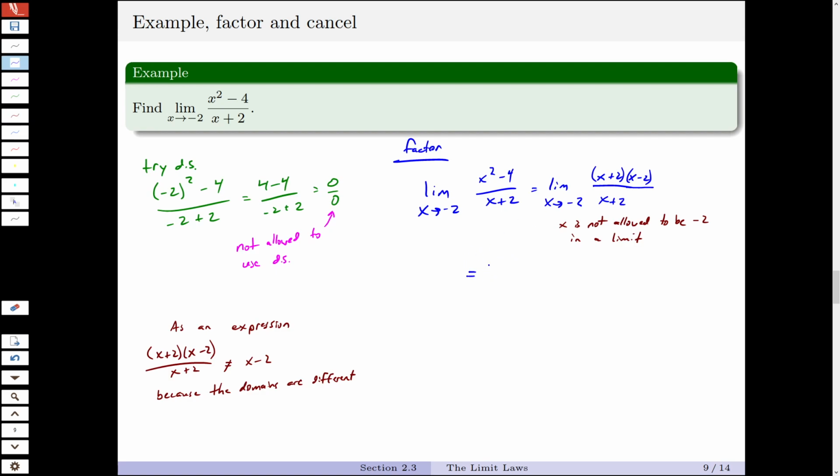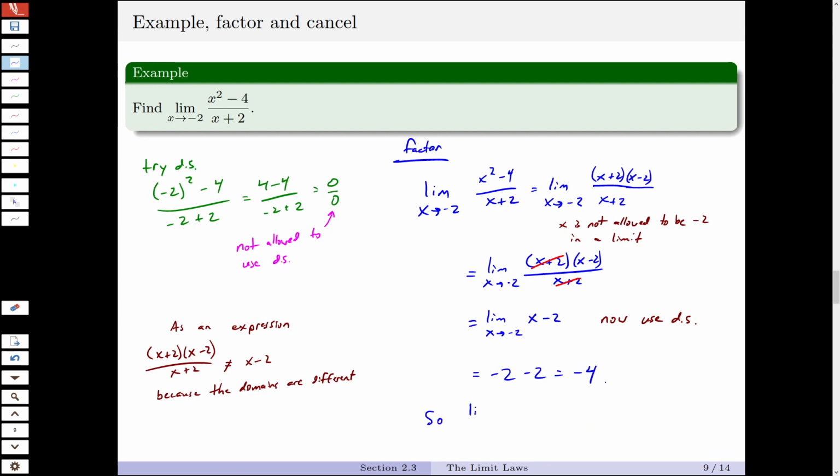So this is equal to the limit as x approaches negative 2, and I'll just rewrite this so that we can see the canceling without all the craziness going on. I can cancel my x plus 2 factors. And then we have the limit as x approaches negative 2 of just x minus 2. Now we can use direct substitution. I'll just abbreviate that ds. And when I use direct substitution, plugging directly in, then I get a number.